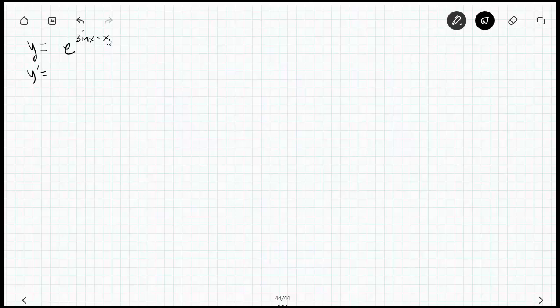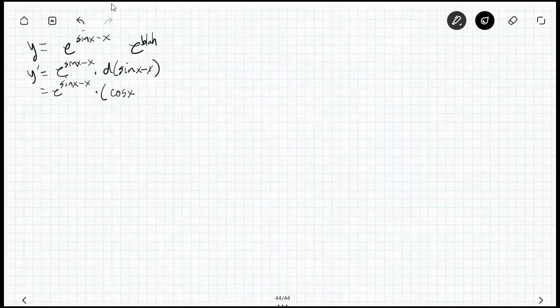You ready? What's the dominant function? In other words, what is the function that other functions are being composed into? Well, it's e to the, right? Isn't this just e to the blah? And the derivative of e to the blah is e to the blah. Nothing changes. Times d blah. I could write this as d sine of x minus x, okay? Which becomes e to the sine of x minus x times the derivative of sine of x minus x, which is cosine of x minus 1.